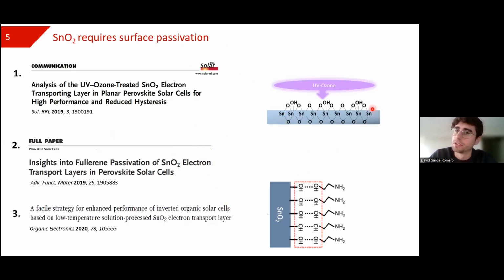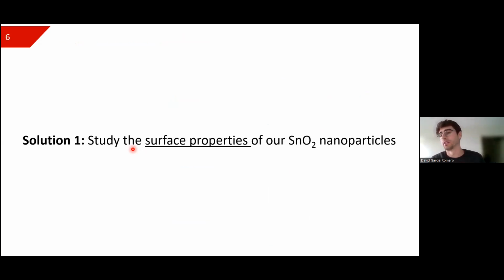There are some examples using physical treatments like UV ozone or oxygen plasma, but even some molecular modification on the surface. In some cases, even a rather complicated type of passivation. So when we explored this literature, we came up with the idea that many things could passivate tin oxide, but there was not a real description of what the defects are, or what the source is of this non-ideal interface with the organic layer. And that's the reason why we proposed this solution.